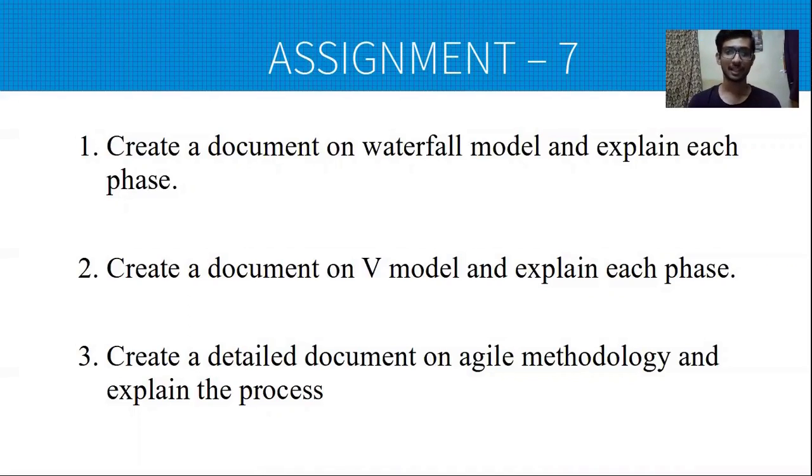Here we are going to answer a couple of questions which were asked in the assignment today. The first question is: create a document on waterfall model and explain each phase. First, let us understand what is meant by waterfall model.